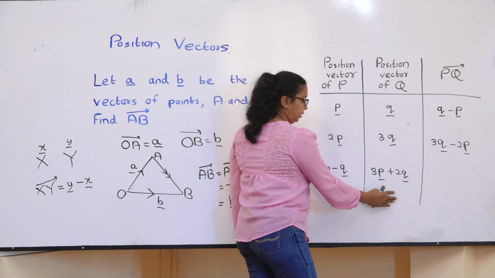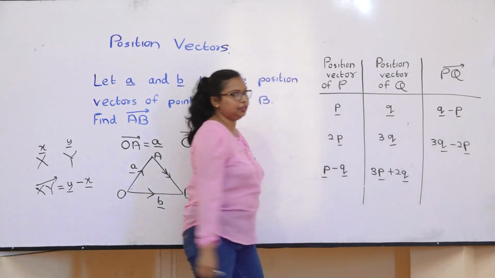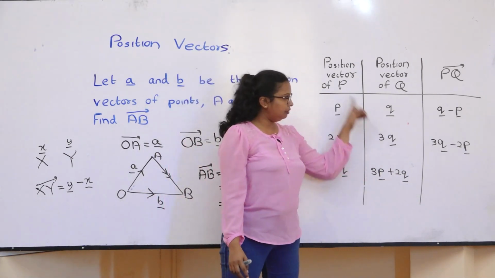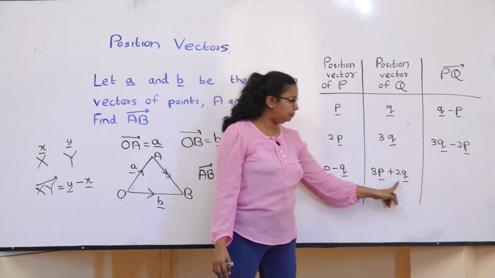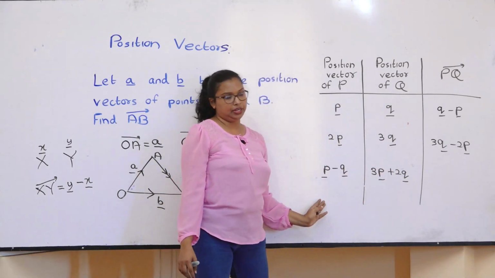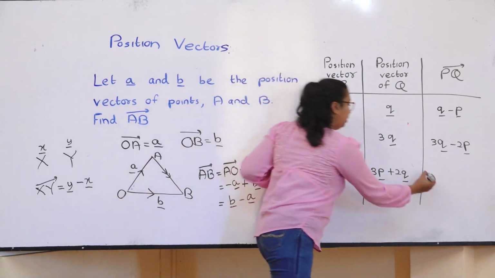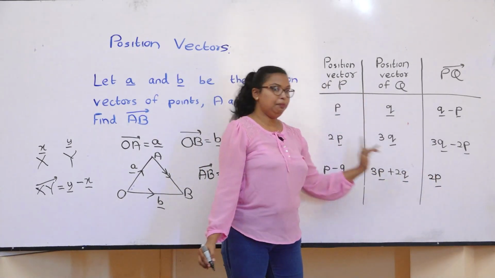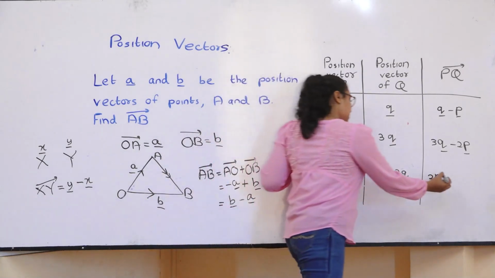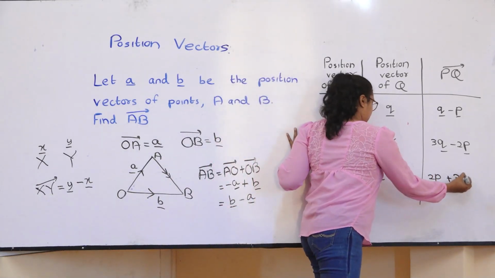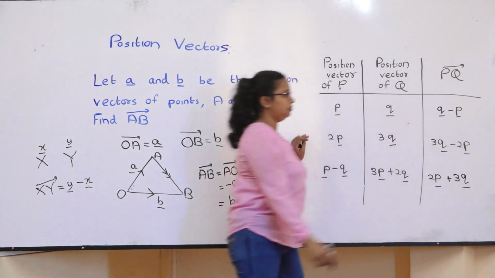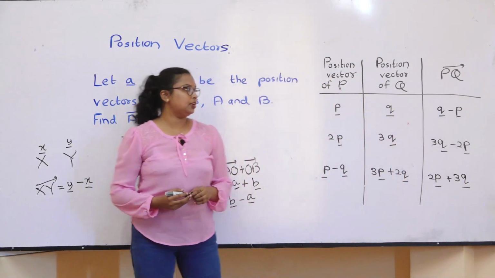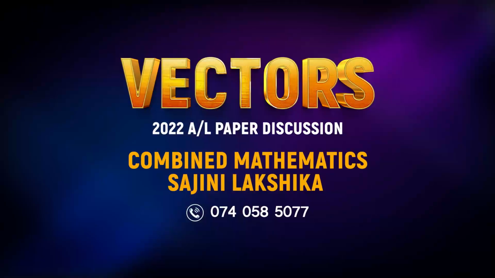Then this one, 3p plus 2q minus p minus q. What we need is PQ. So 3p plus 2q minus p minus q. 3p minus p, you will get 2p, 2q minus q means plus q. Okay, so that's all about position vectors. Hope you all can understand that part.